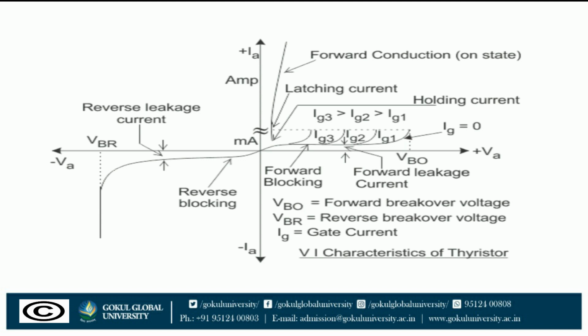As a result, the width of the depletion layer near junction J2 is reduced. This causes the junction J2 to break down at an applied voltage lower than the forward breakover voltage or VBO. If the magnitude of gate current is increased, more electrons would reach junction J2. As a consequence, the thyristor would get turned on at a much lower forward voltage.